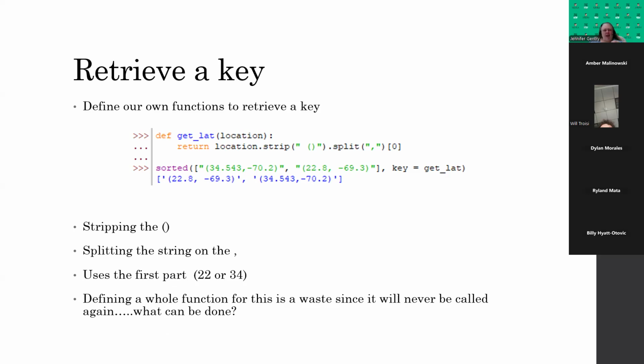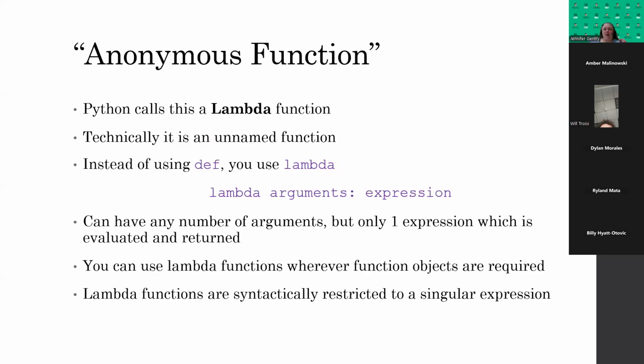Now, defining something like this is a waste of time. It's very specific. I may never call it again, but I can use what is called an anonymous function. Python calls it a lambda function. Technically, it's an unnamed function. Instead of using def to define a function, you're going to use the word lambda. It's going to have the arguments, a colon, and then what you want to do. It's very good for these.